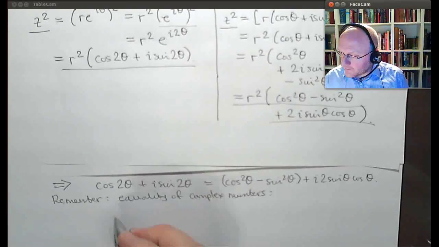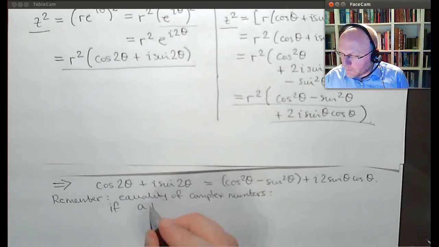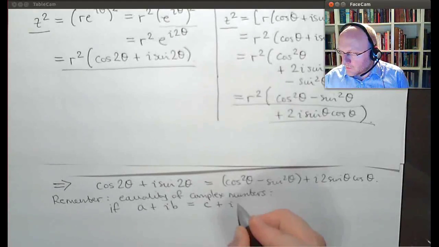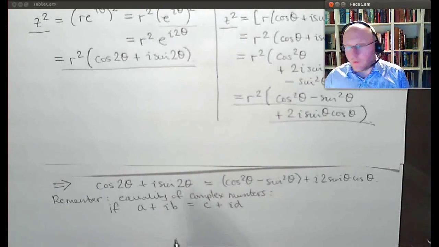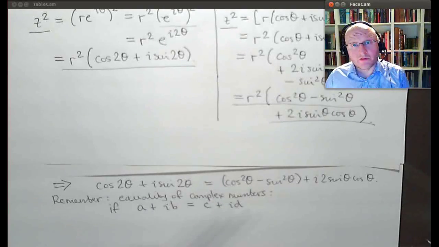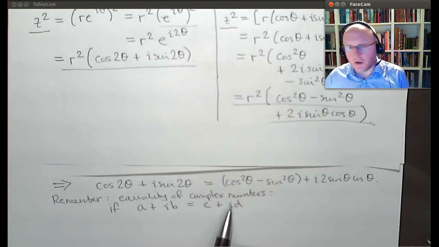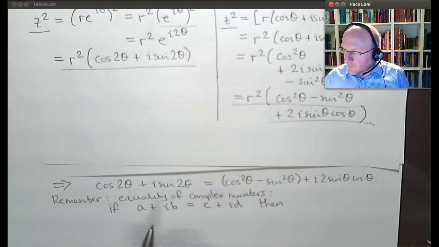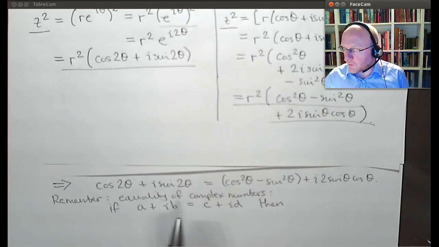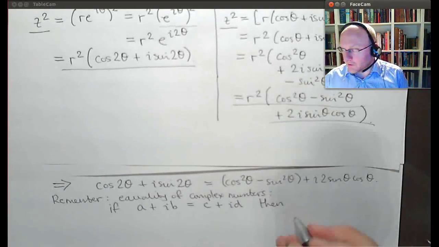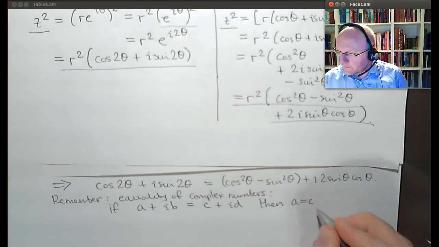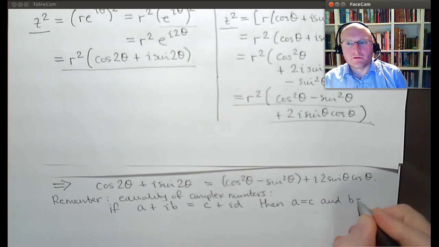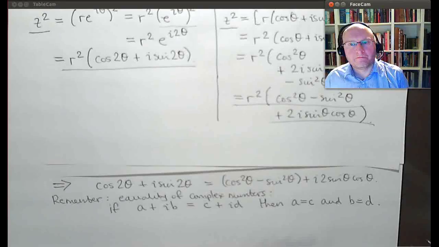So let's look at this. Equality of complex numbers: if one complex number written as a plus ib is equal to another written as c plus id, where a, b, c and d are all real numbers and the i's here are the only imaginary units present, then the only way these two numbers can be equal is if the real parts are equal and their imaginary parts are equal. In other words, a must equal c and b must be equal to d.